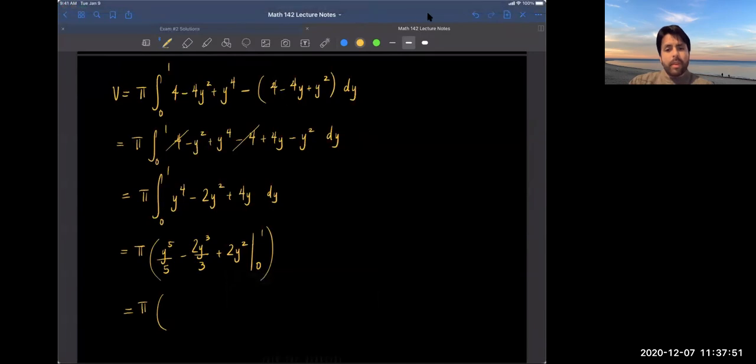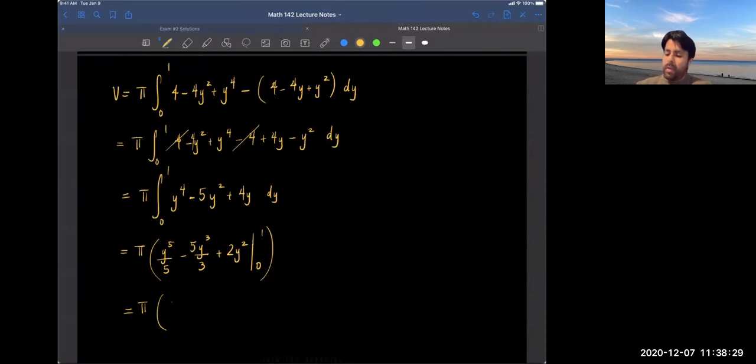Where am I missing the 4? Oh, I'm missing the 4 here, right? You're correct. So this should not be negative 2. This should be what? Negative 5, right? Thank you, Justin. Should be minus 5y. And then this should be what? This should be 5, right? 5y cubed over 3. Thank you.